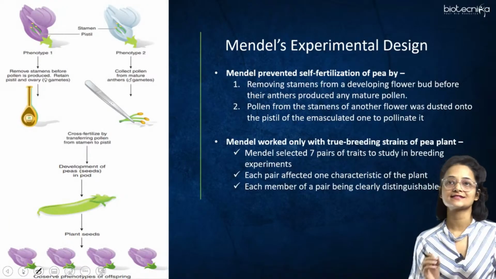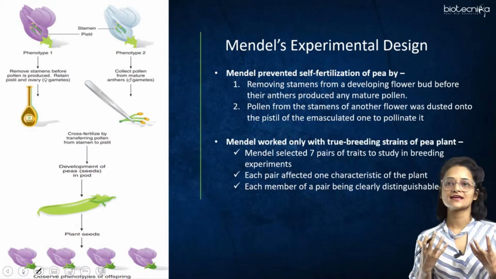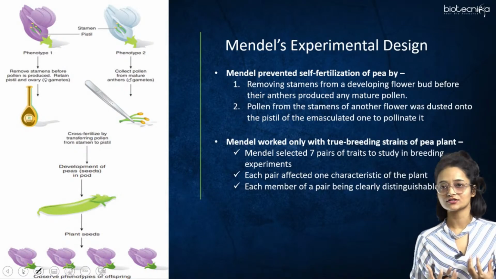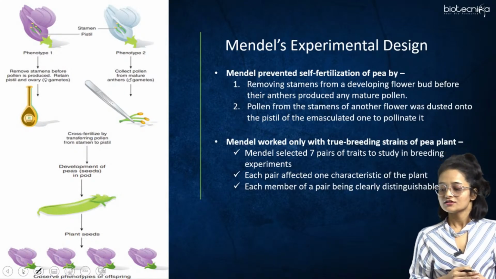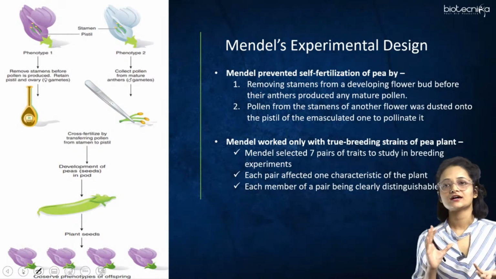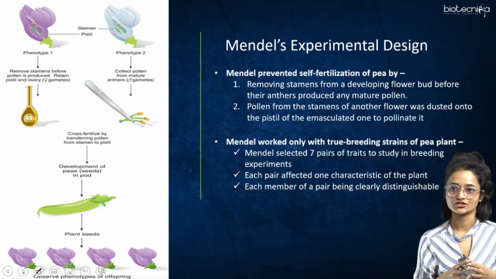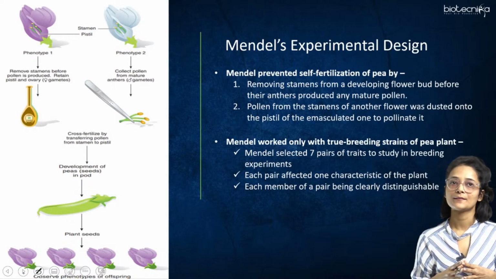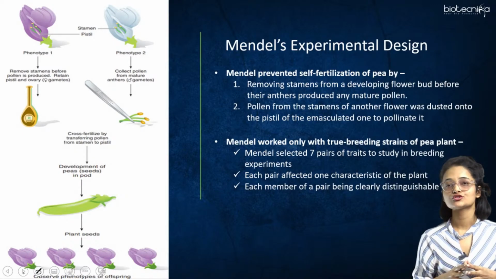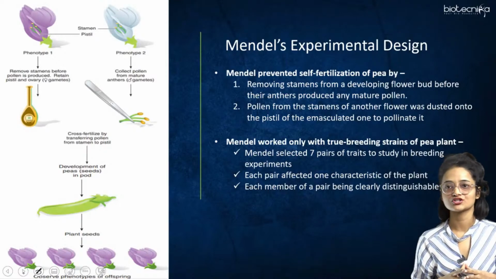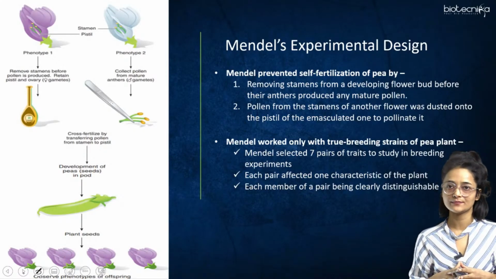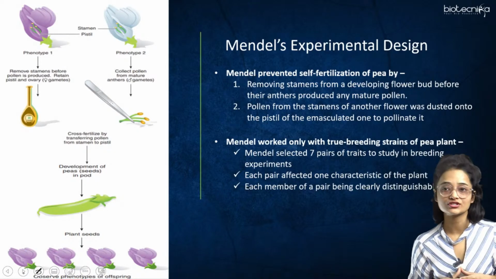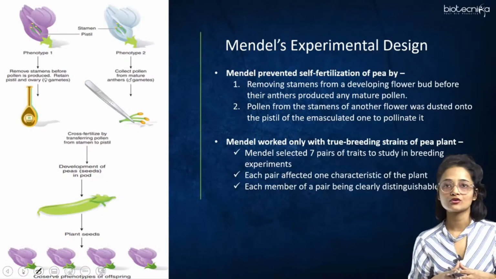Then coming to Mendel's experimental design. Mendel performed his experiment on the pea plant, right? There were many advantages of using this pea plant. The pea plant is a self-fertilizing plant. But Mendel tried to prevent the self-fertilization and tried to do cross-fertilization in pea plants of the same variety, and found certain conclusions. So we'll be coming across those conclusions.